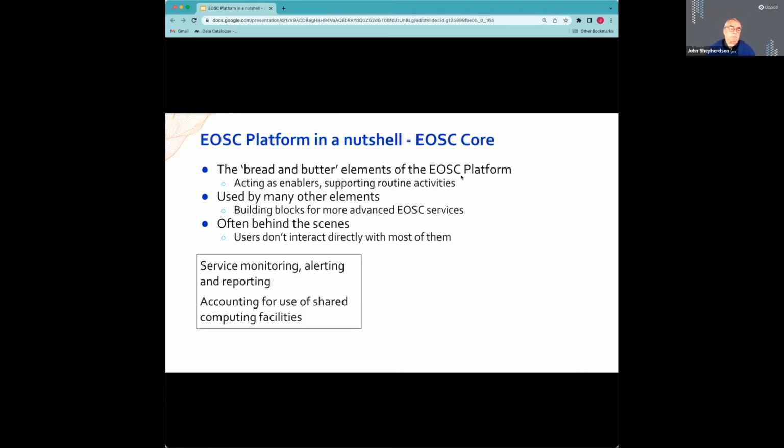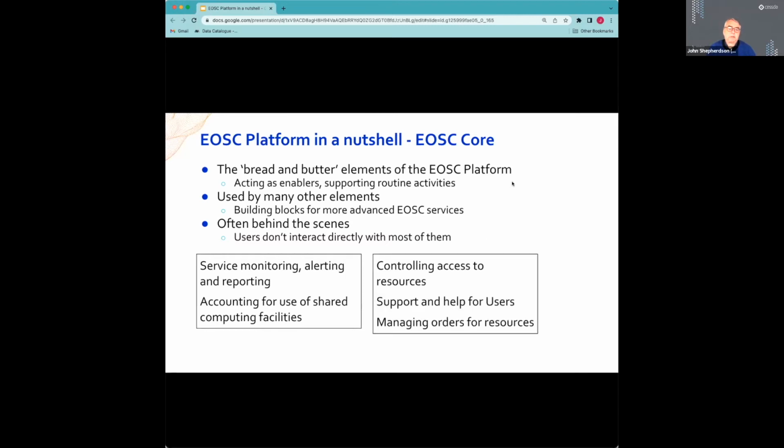What do they do? Well, things like service monitoring, alerting and reporting, accounting for the use of shared resources, controlling access to the various resources that are made available through the EOSC platform, providing support and help for users, and managing the ordering process for the resources.